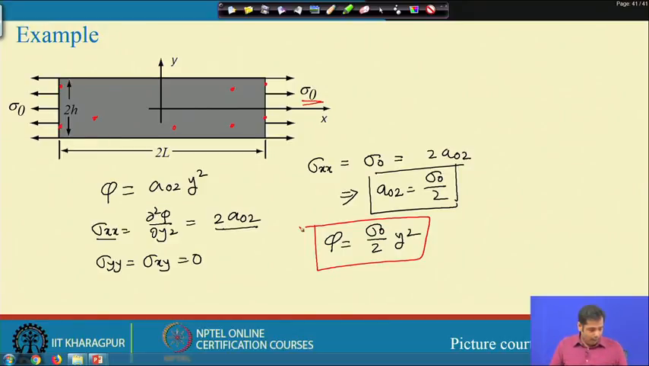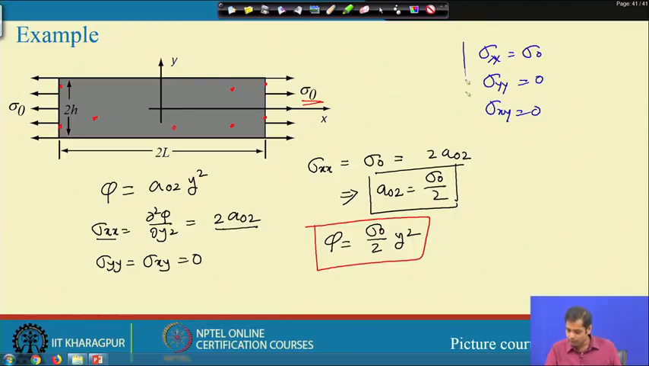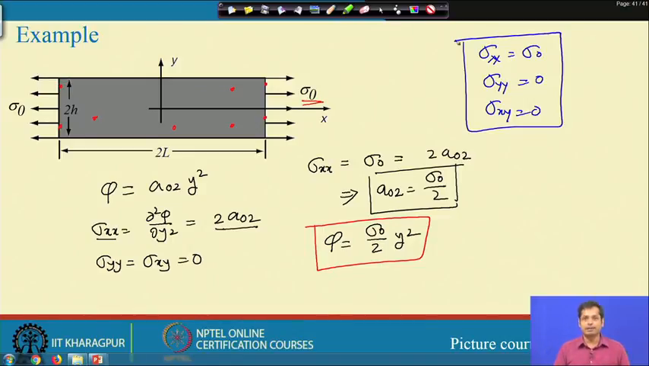Okay. So, we are almost done. We have calculated stresses. The stress field in this case is sigma xx is equal to sigma 0, sigma yy is equal to 0, and sigma xy is equal to 0. That is the solution of stress.